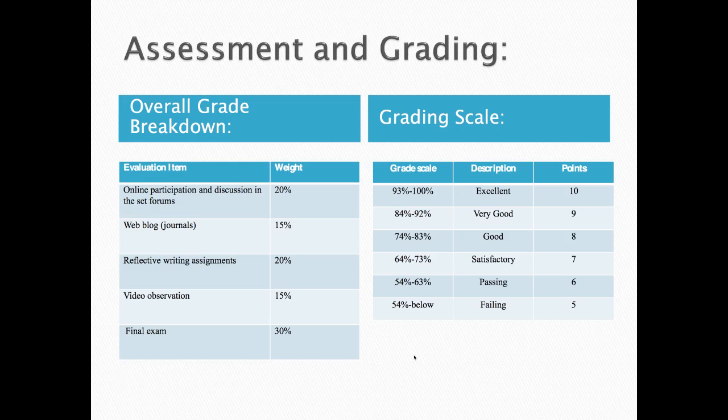The overall grade breakdown is based on the following components. You have online participation in class and discussion in set forums, and we'll talk about that in just a moment. You have web blogs, which in parentheses you'll see journals, and we're going to speak about that in a moment too. The other parts are reflecting and writing assignments, 20%. You'll have 2 of these, each worth 10%.